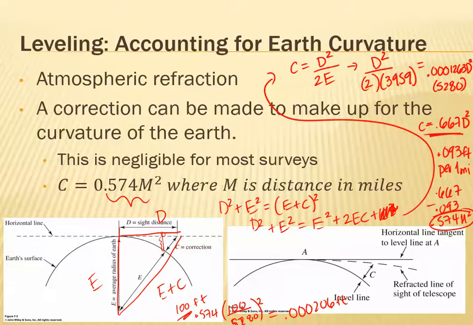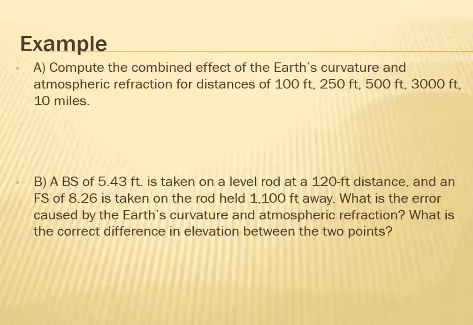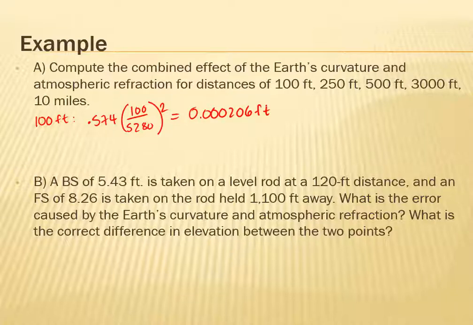But let's do a couple of examples. Example A says, compute the combined effect of the Earth's curvature and atmospheric refraction for distances of 100 feet, which we just did, 250 feet, 500 feet, and 3,000 feet. So all we need to do is what we just did. So for 100 feet, it would be 0.574 times 100 over 5280 squared, which is equal to 0.000206 feet. This is the error, right?